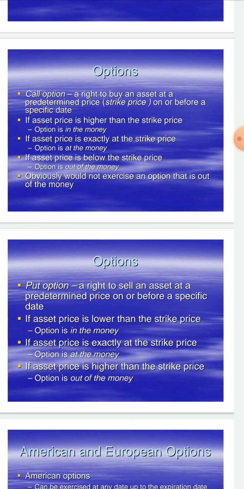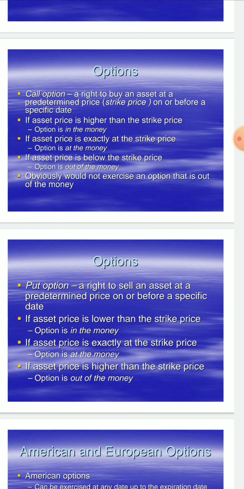What is a call option? A call option is a right to buy an asset at a predetermined price on a particular date. If the asset price is higher than the strike price, we call that option in the money. If the asset price is exactly at the strike price, we call that option at the money. If the asset price is below the strike price, the option is out of the money.